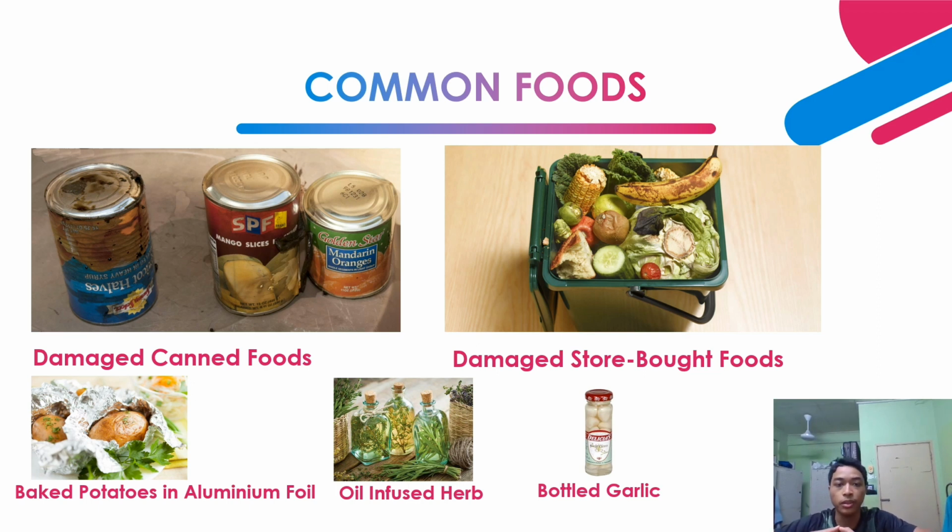So I'm going to explain about common foods that are contaminated with Clostridium botulinum. The first one is damaged canned food, such as leaking, bulging, or badly dented canned foods. And the second is damaged store-bought food, such as rotten foods that easily decay. The third one is baked potatoes in aluminium foil, then oil-infused herbs, and lastly bottled garlic.